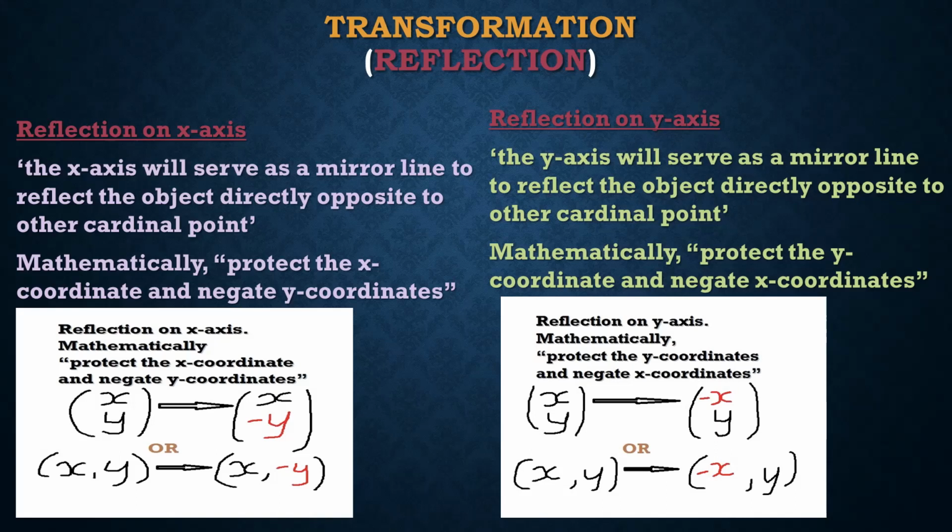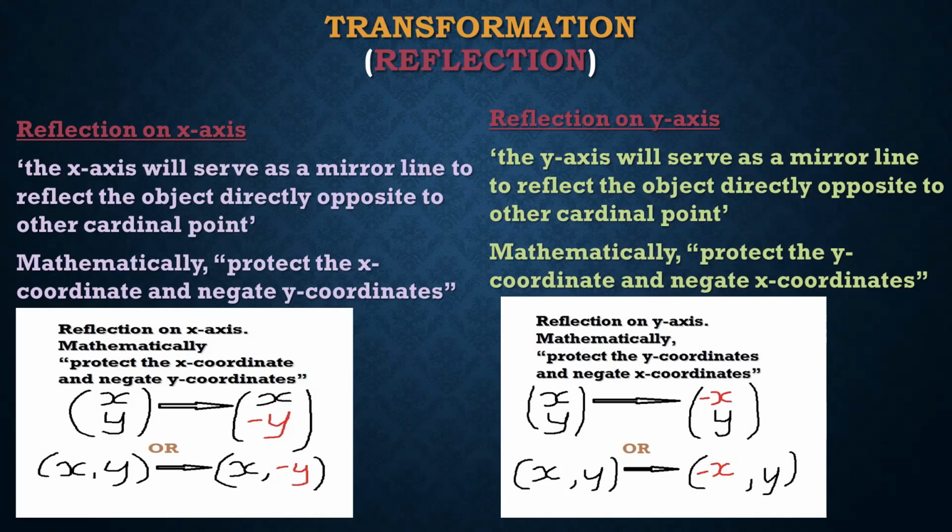One of the components that can change an object from one point to another is a reflection. Reflection is a component that changes an object or a shape from one cardinal point to another. And within the reflection, we have two types of reflections. We have the one that occurs on the x-axis and the one that occurs on the y-axis. So these are the two types of reflection that we have. Let's see the reflection on the x-axis.